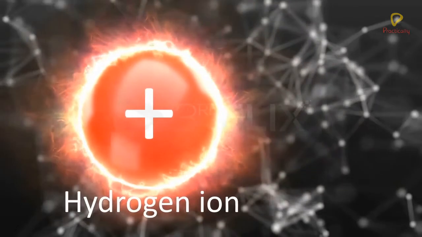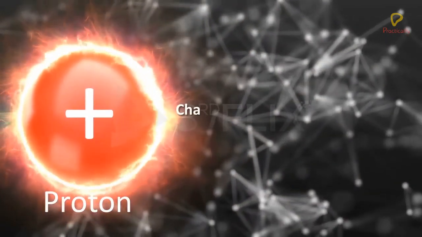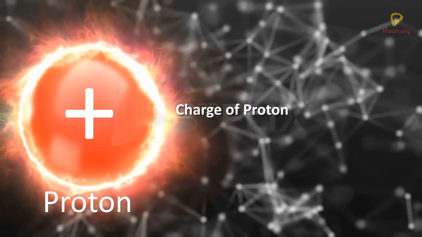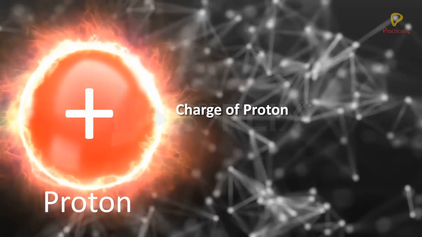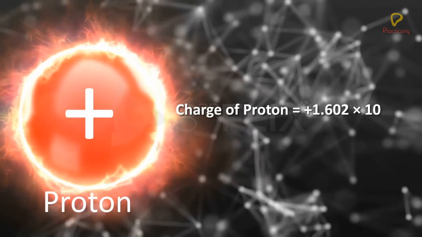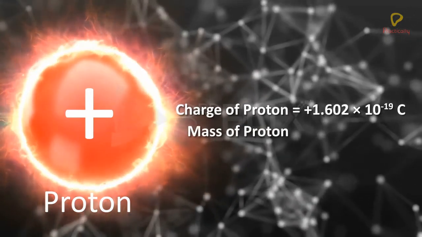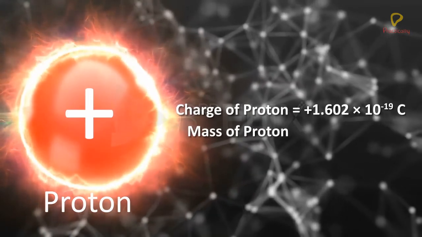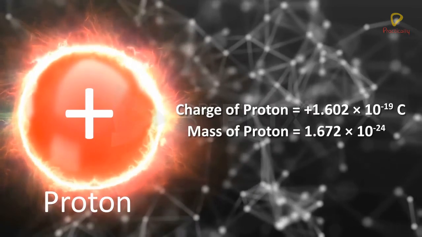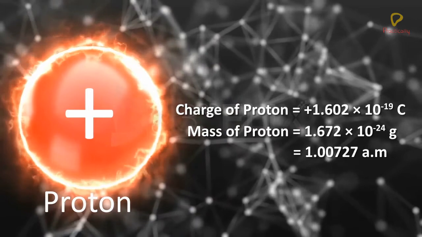This smallest positively charged particle was termed as proton. The magnitude of the charge on the proton was found to be the same as that of electrons, but the charge on it was positive, that is, plus 1.602 × 10^-19 coulombs. The mass of proton was found to be the same as that of hydrogen atom, that is 1.672 × 10^-24 grams or 1.00727 AMU.